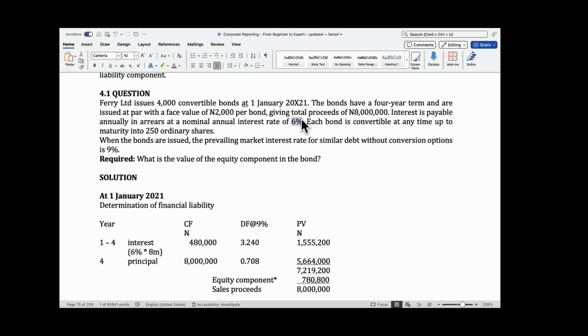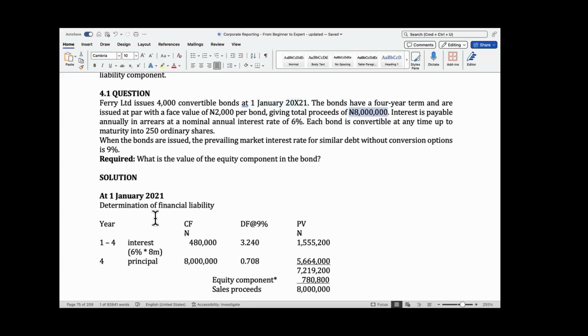Like I explained earlier, this one with a conversion option is more attractive to investors, so they are ready to take a lower interest rate. So how do you get the value of the equity component? Note that the separation will be done on initial measurement, initial recognition, the date, which is 1st January. The first thing we need to determine is the liability component of this 8 million. As soon as we get the liability component of this 8 million, the balance is equity.